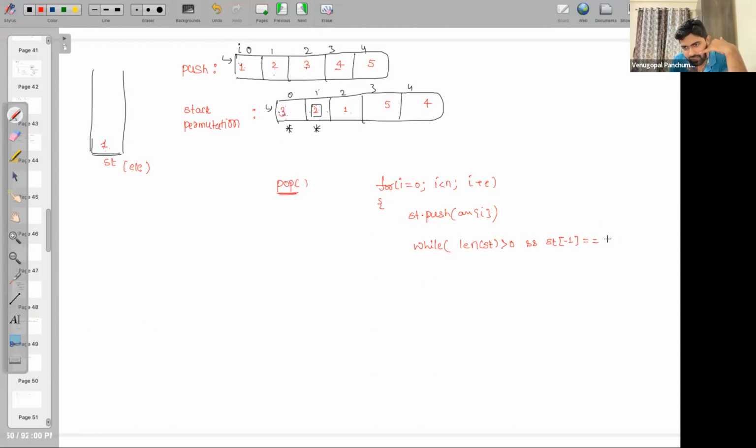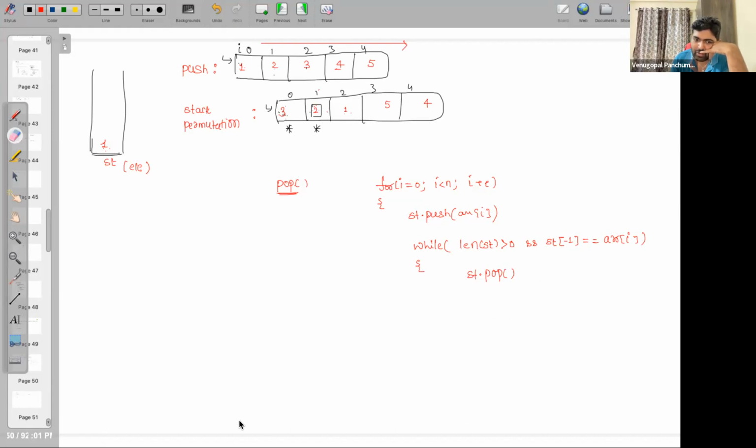Now listen carefully, friends. If I write arr of i, does it work? If I write arr of i and st dot pop, does it work? You might think it works for the first case, but later it will not work, friends, because i keeps moving like this, going like that. So what should we do in that case?